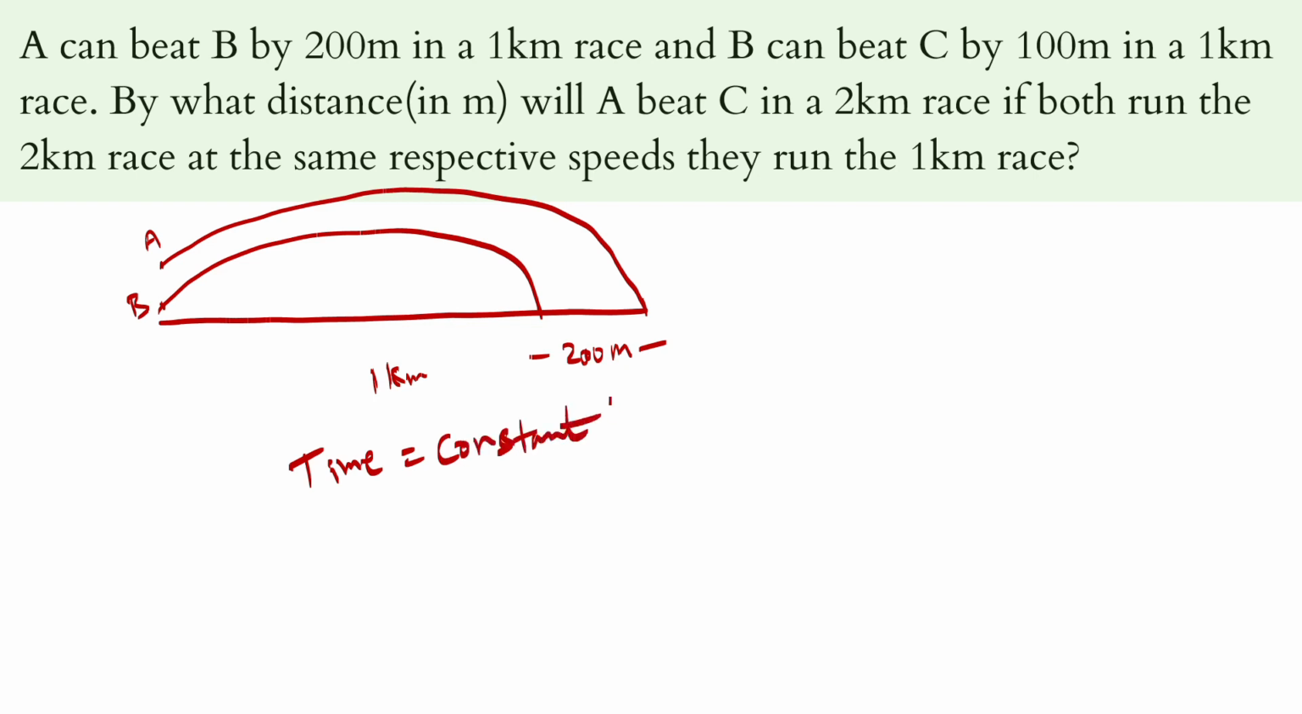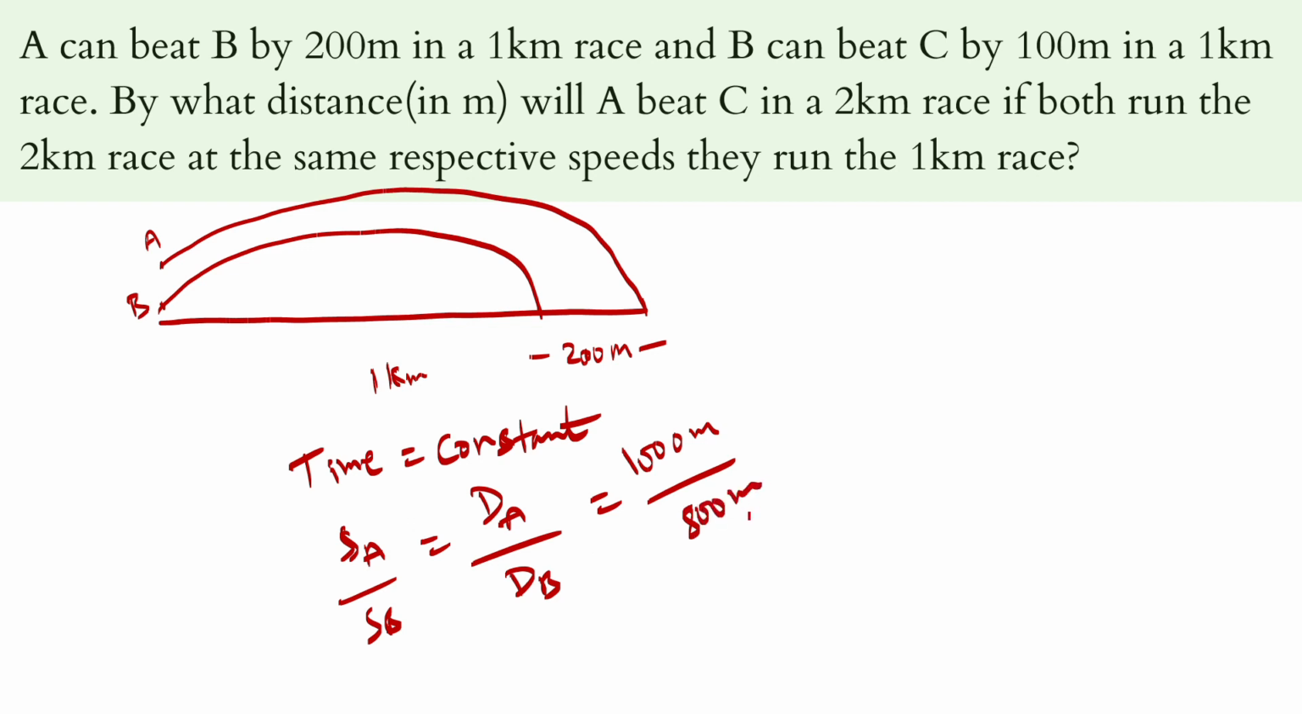A and B take the same time, but A completes 1 kilometer, while in the same time B completes 800 meters. Now as time is constant, we can say that speed of A by speed of B is equal to distance covered by A by distance covered by B. We know distance covered by A is 1000 meters and distance covered by B is 800 meters, right? What is the ratio here? 10 by 8. So the ratio of speed of A and speed of B is 10 by 8. We can also further simplify. Let's keep this aside. And in the second case, what is given?